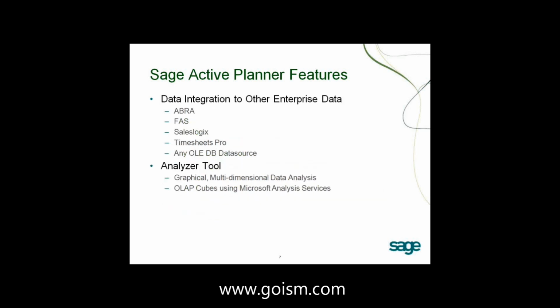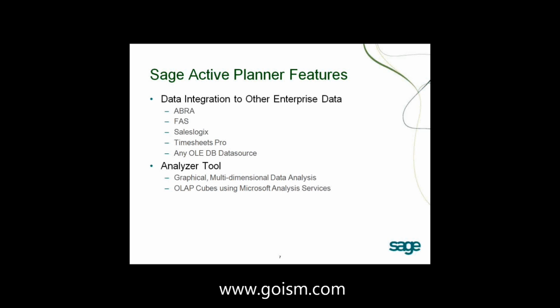So we link to your general ledger information on a database level, but we don't stop there. One of the other big advantages of Active Planner is the fact that we can link to all your other enterprise data via ODBC as well. So again, we can link to any ODBC-compliant or OLE DB-compliant database.